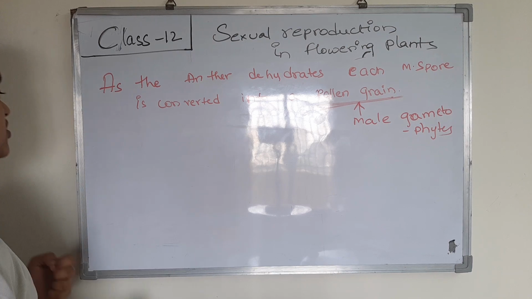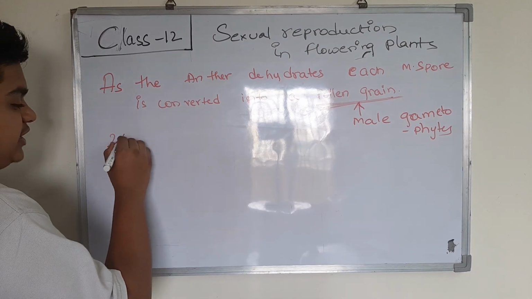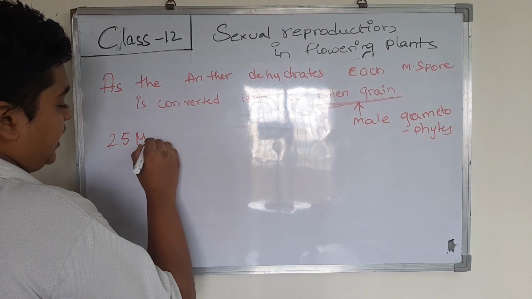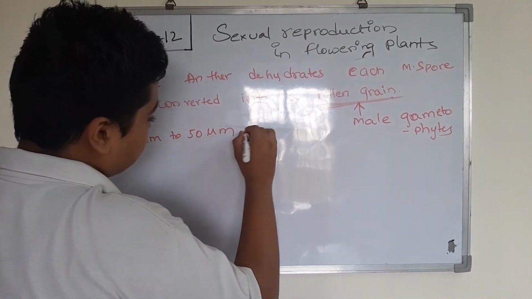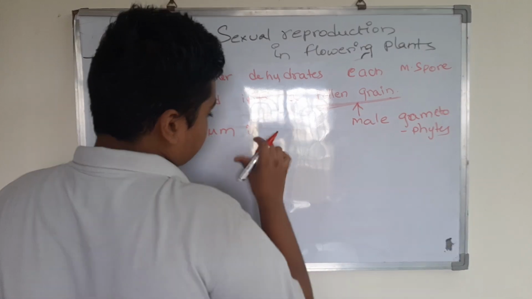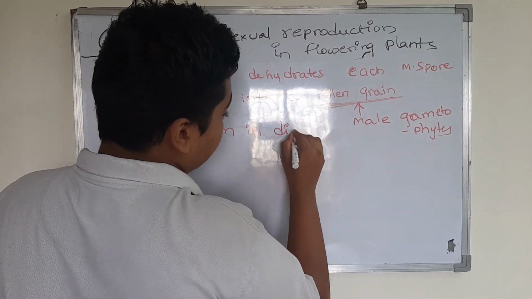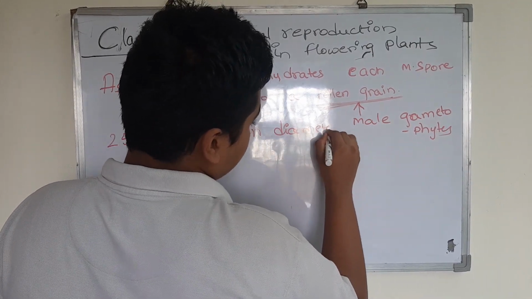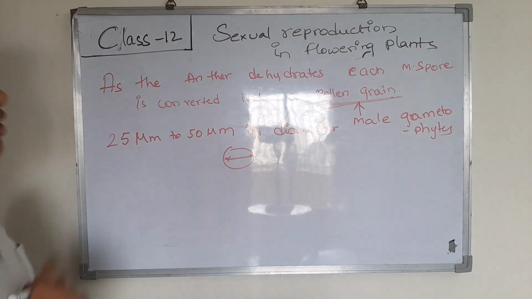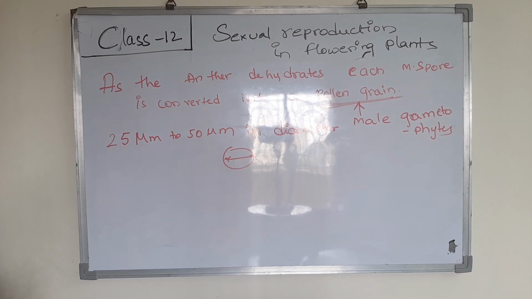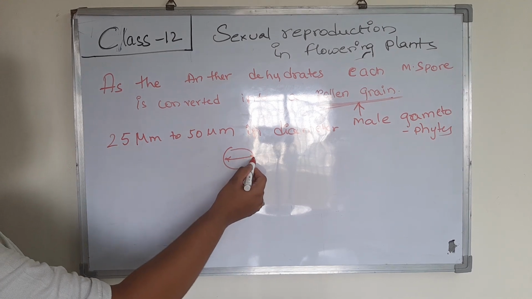Structure of pollen grains. Each pollen grain is generally 25 micrometer to 50 micrometer in diameter, not radius. This can vary. This range is just a probable range. It can vary.